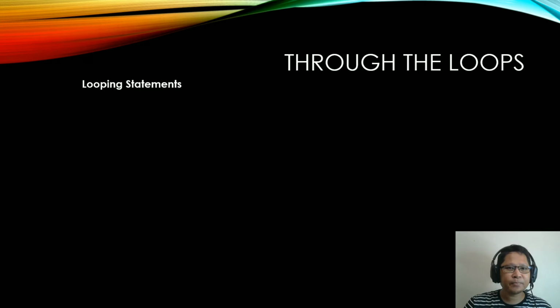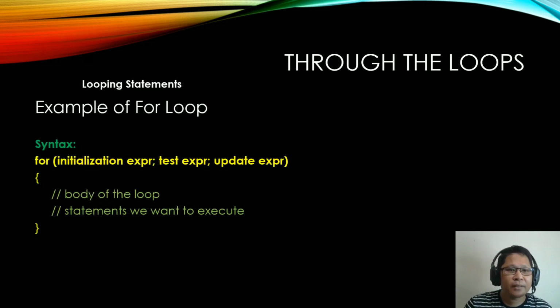So, an example of a for loop. This is the syntax here. So for, and then here is the initialization expression, and the next is the test expression, and the third one is the update expression.